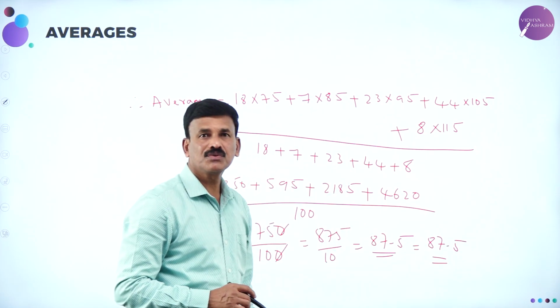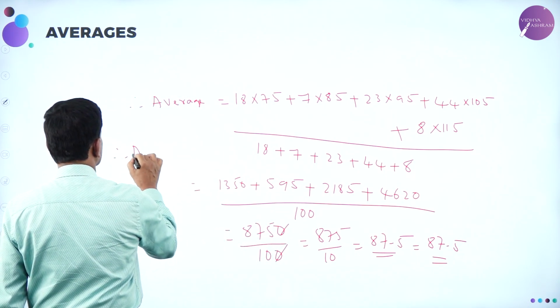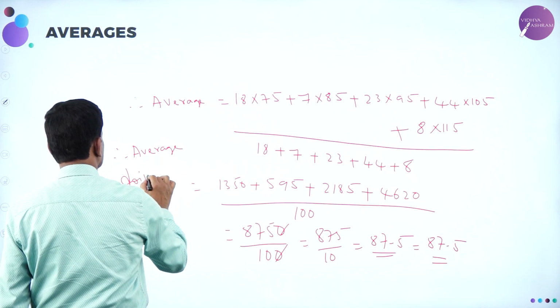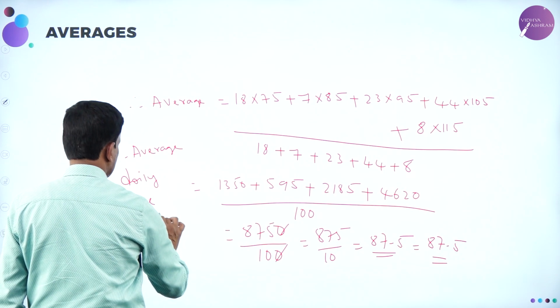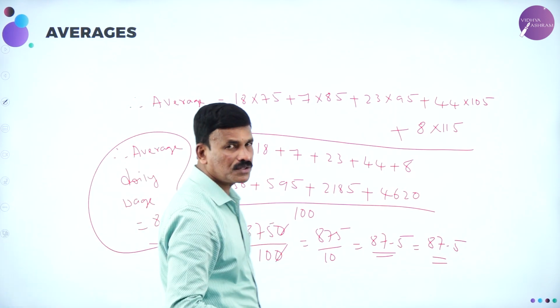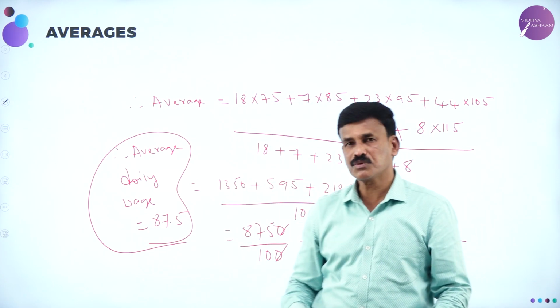So therefore the average daily wage is equal to 87.5. That's it. This is the average daily wage. So the average daily wage is 87.5.